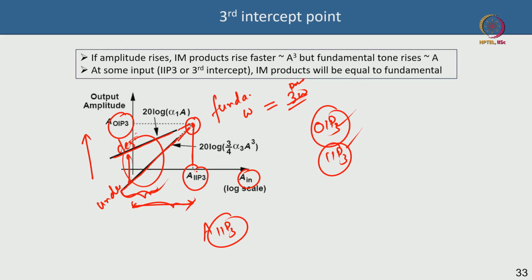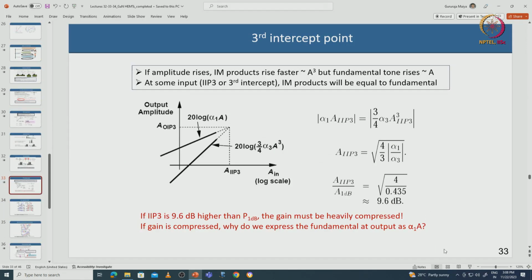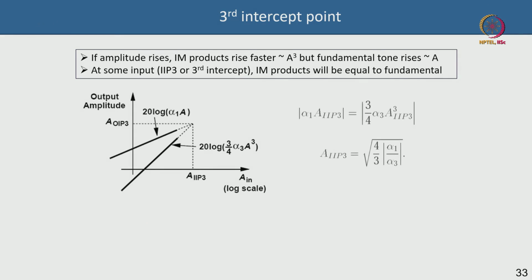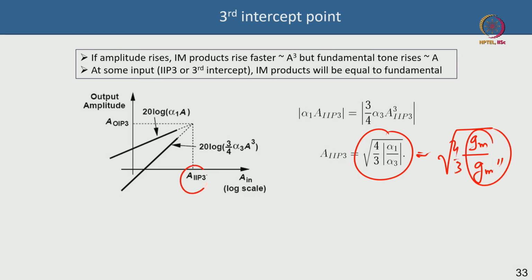Now, this point OIP3, or IIP3, it does not matter, is actually dependent on the square root of 4 by 3 into alpha 1 by alpha 3, which again turns out to be the square root of gm by the second derivative of gm, and of course 4 by 3 is there. So, this also means that for a higher IIP3 or OIP3 value, you want a higher gm and a very low gm double dash. This is very important. In a GaN HEMT, when we look at the gm, the second derivative of the gm should be as low as possible over the range of interest. So, what does it mean? I will show you pictorially in the next slide. This is one very important aspect of linearity in the device.